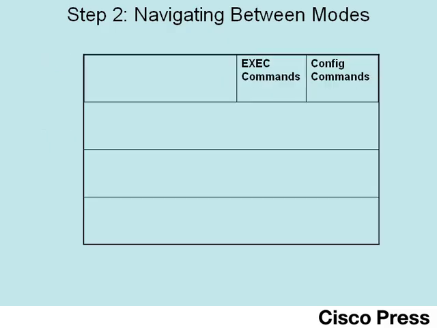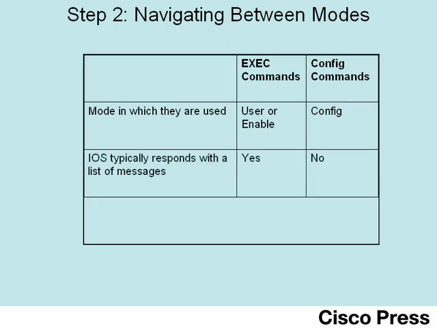While moving between the modes may be relatively simple, it's hard to really understand what these modes are for until you see lots of examples. Before we do that though, let's consider the types of commands you would use in each mode. There are 2 main styles of commands. One's called exec commands and one's called configuration commands. As you see here in the table, they've got some differences. First of all, exec commands are only used in user or enable mode, whereas configuration commands are only used in config mode. The main difference is the following. When you type an exec command, you expect IOS to give you some messages back. Typically these commands display information about what the router's doing, whereas with config commands, you don't get any messages in return.